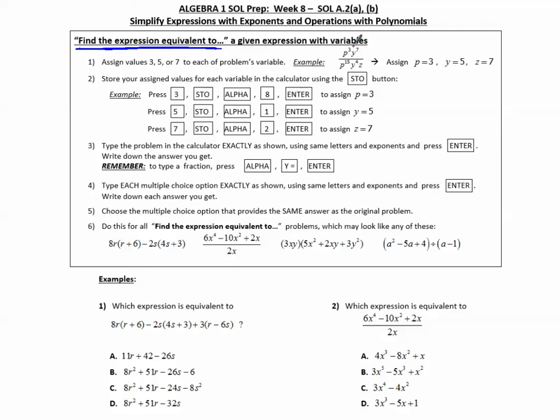We can do this with the graphing calculator. We'll do it by assigning the values 3, 5, or 7, or any numbers after that, to each of the problem's variables. For example, if we needed to simplify this expression, we would assign 3 to the letter P, 5 to the letter Y, and 7 to the letter Z by using these calculator buttons. Let's do it.